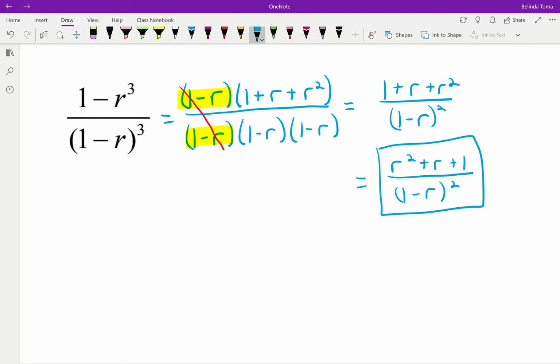So when we go to do our restriction, we have 1 minus r cannot equal 0. And we have that 3 times, but remember we don't need to identify multiplicity in our restrictions. So if I just add r to the other side, I get that 1 cannot equal r or r cannot equal 1. So that is going to be the only restriction on this rational expression.